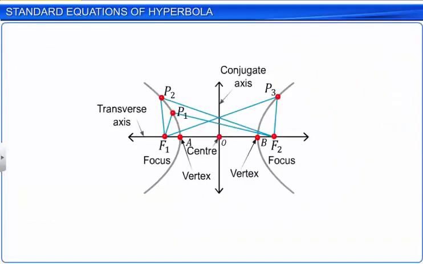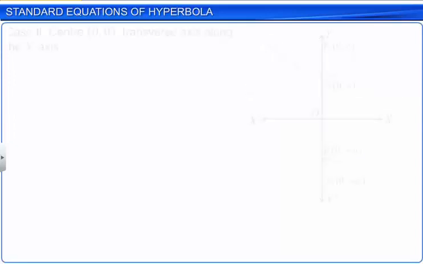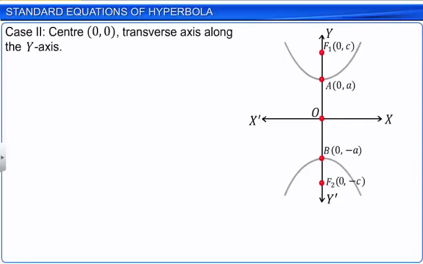If we consider a hyperbola with its center at the origin and its transverse axis along the x or the y axis, then there are two distinct possibilities. In the first case, we can have a hyperbola with its center lying on the origin and its transverse axis along the x-axis. In this case, the foci of the hyperbola lie on the x-axis. In the second case, we can have a hyperbola with its center lying on the origin and its transverse axis along the y-axis. In this case, the foci of the hyperbola lie on the y-axis.